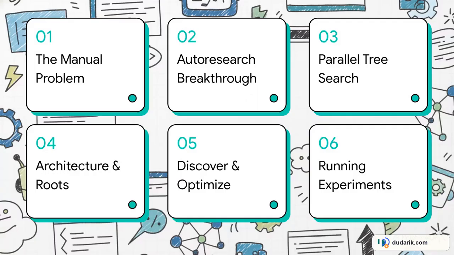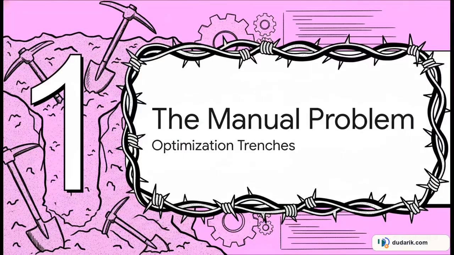Okay, let's take a lightning-fast look at our roadmap. We're covering 1. The manual optimization problem, 2. The auto-research breakthrough, 3. Evo's parallel tree search, 4. Architecture and academic roots, 5. Discover and optimize skills, and finally, running your first experiment. Let's jump right in.